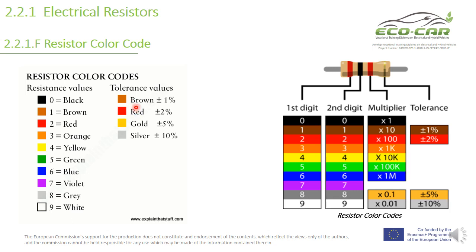And for tolerance, if it is brown, the tolerance is plus or minus 1%, as you see here, this color tolerance. If it is red, plus minus 2%. If it is gold, 5% tolerance. If it is silver, 10%. So let's see an example.